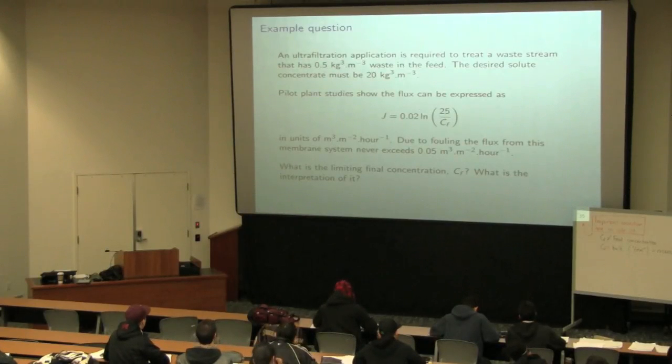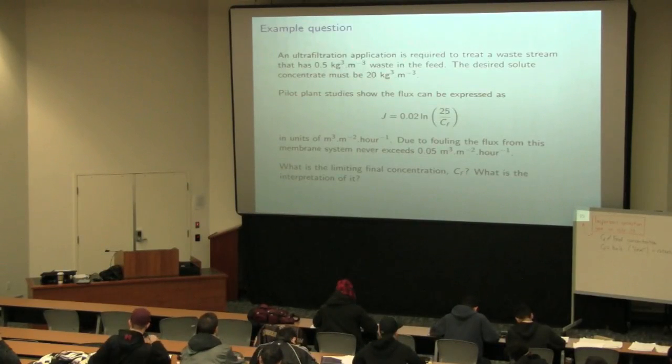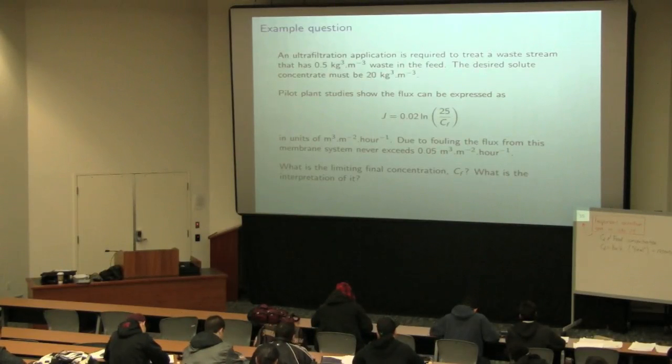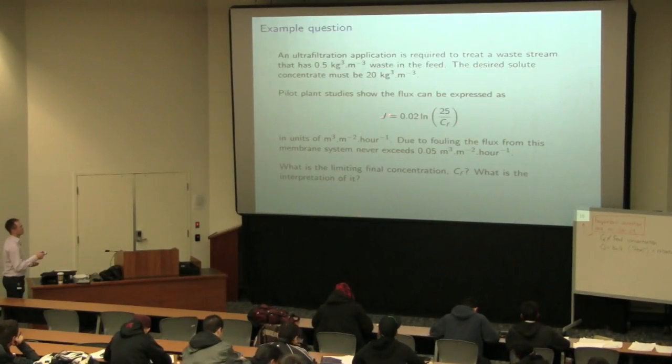The desired solute concentration coming out of the membrane is 20 kilograms per meter cubed. So we're looking at concentrating that feed of 0.5 kilograms per meter cubed; we want to thicken it up to 20 kilograms per meter cubed. So reduce the volume, increase the concentration of that feed. The flux through this pilot plant study is given by this structural equation that we've seen now, where there's a mass transfer coefficient HW of 0.02 multiplied by the log of the wall concentration divided by the bulk concentration. That equation is given in the volumetric form, so more correctly I should have written JV. This is in meters cubed per meter squared per hour.